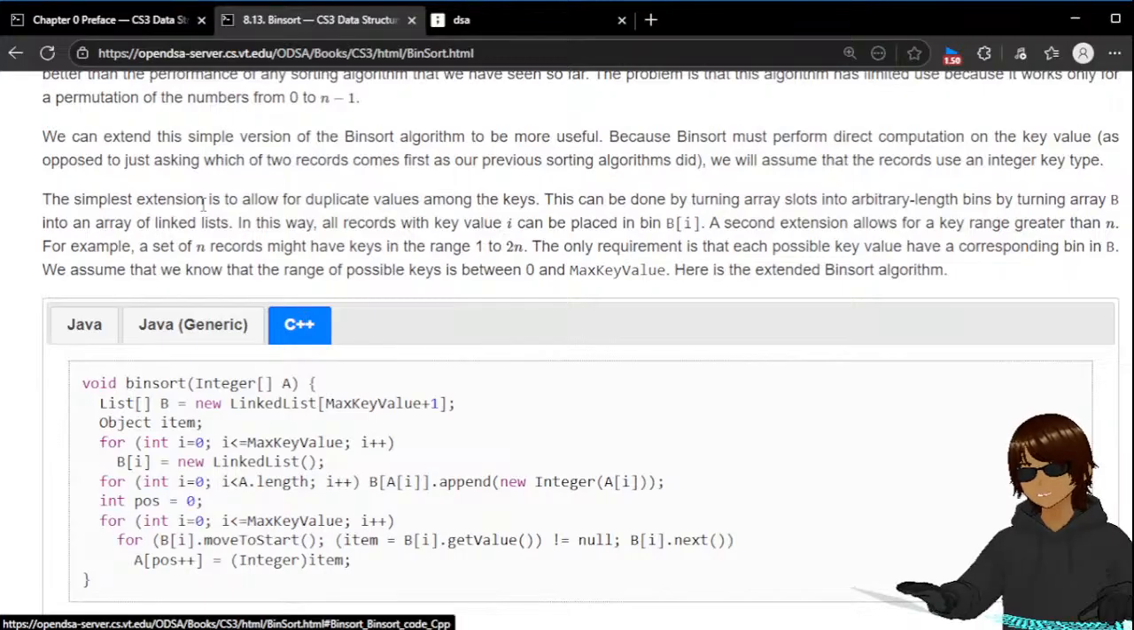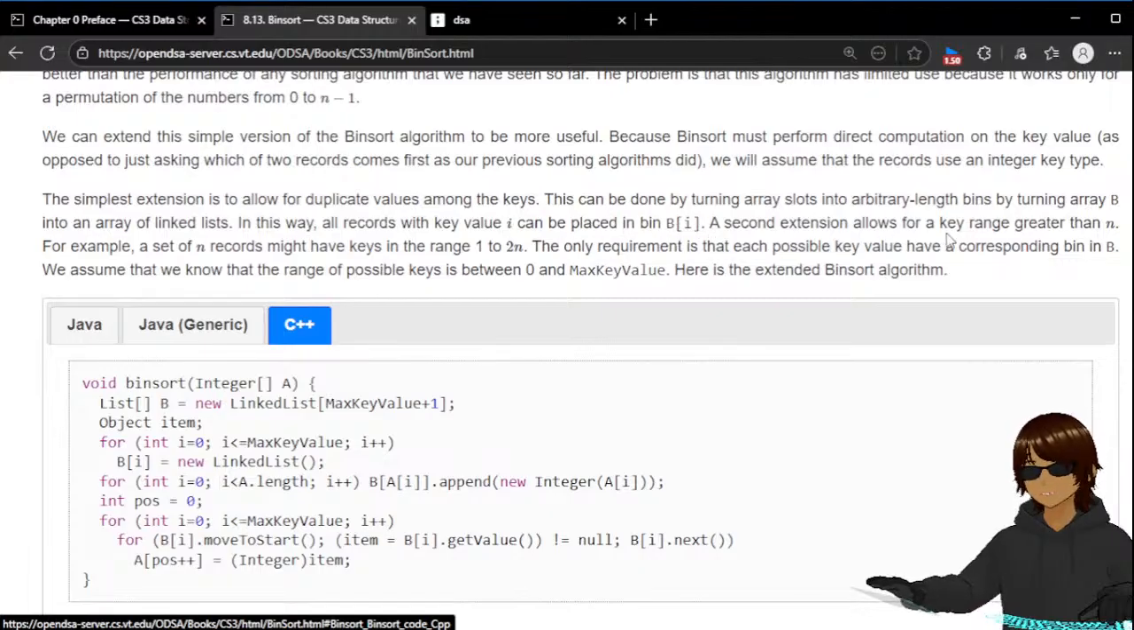The simplest extension is to allow for duplicate values among the keys. This can be done by turning array slots into arbitrary length bins by turning array B into an array of linked lists. This way, all records with key value i can be placed in bin bi.